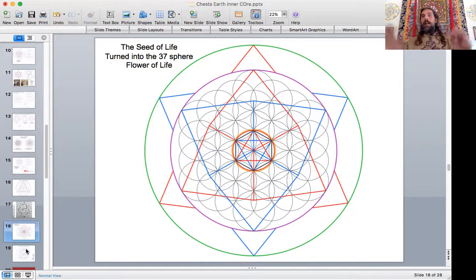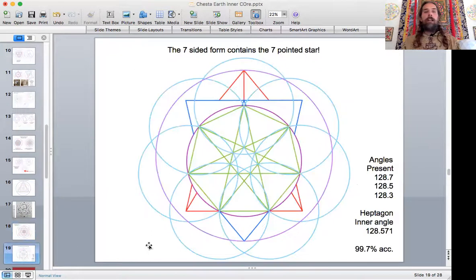Okay, and this is the last, kind of the icing on the cake, the last kicker in the whole thing. This just blew me away. I found it yesterday or two days ago. All of a sudden I looked at one of these angles and I said, hey, how about if I just construct a 7-pointed star?